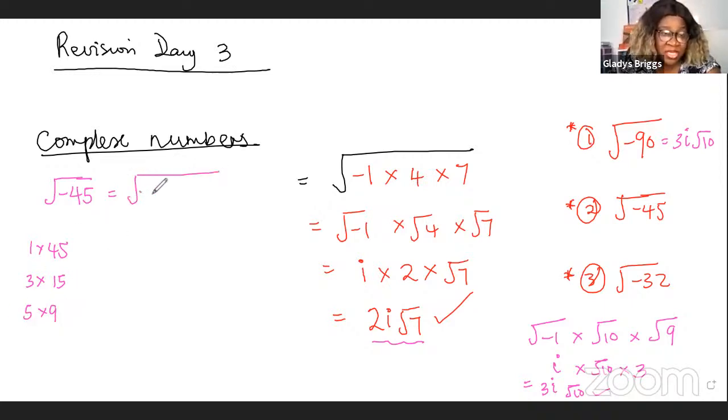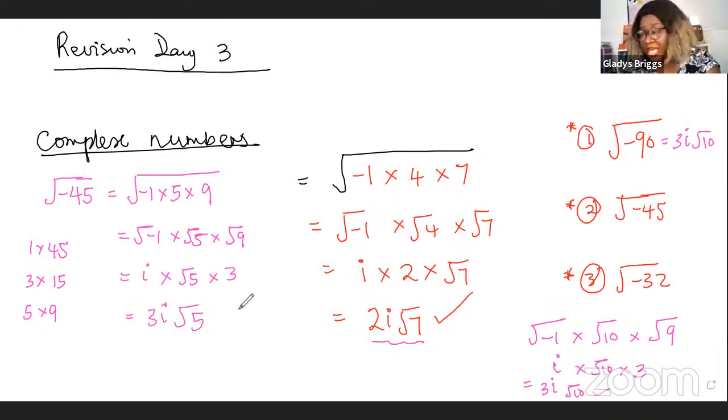So that's going to be negative 1 times 5 times 9. And I can rewrite that as the square root of negative 1 times the square root of 5 times the square root of 9. That's going to give me i times root 5 times 3, because the square root of 9 is 3. So I can write that nicely as 3i root 5. Okay, guys, that's how you do it for that one. You're definitely going to get one of those types of questions, so you need to know how to do it.